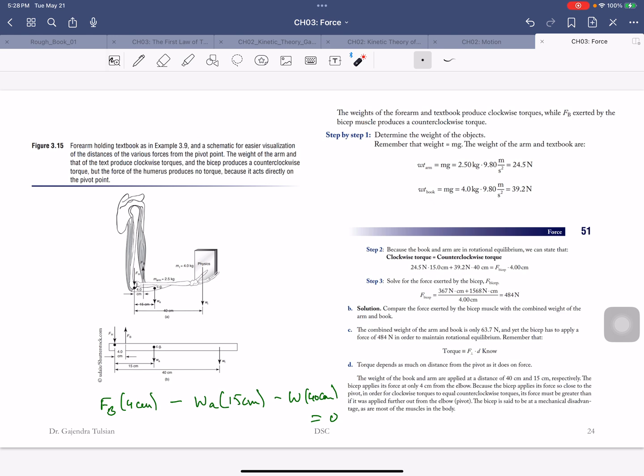All right, so this is a common theme in muscles. And the reason being, since muscles can't contract too much, they have to apply a much greater force. So in order for the clockwise torque to equal the counterclockwise, its force must be much greater. The bicep is said to be at a mechanical disadvantage, as are most of the muscles in the body. So most of the muscles in the body are at a mechanical disadvantage in the sense that they have to apply a much greater force. Like you saw in this case, to lift a 1 pound book, you have to apply a 12-pound force.